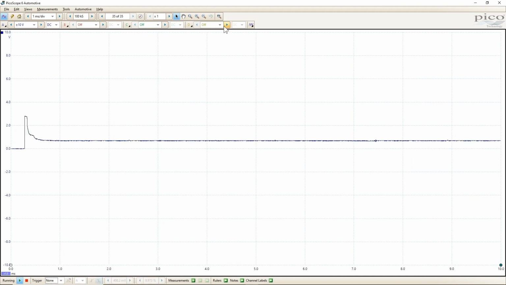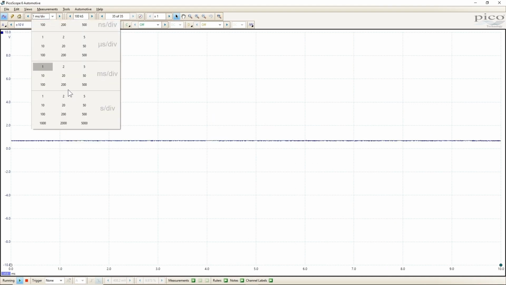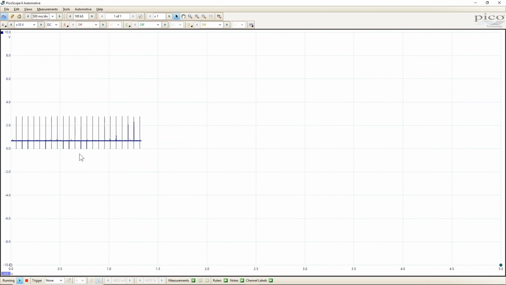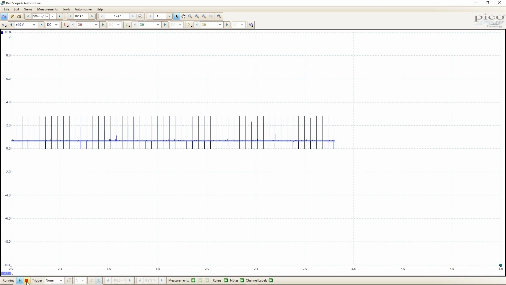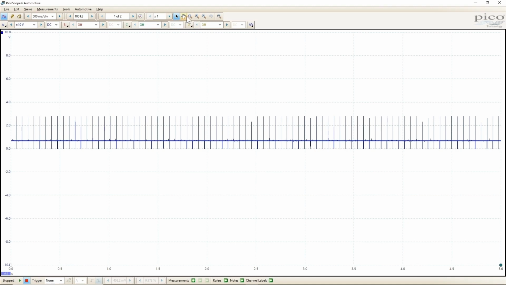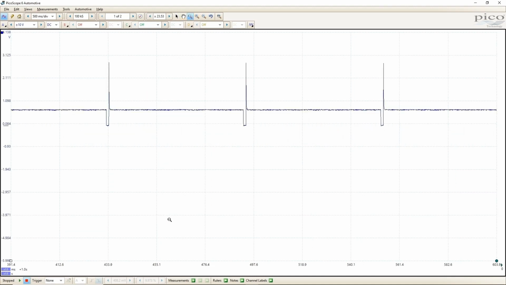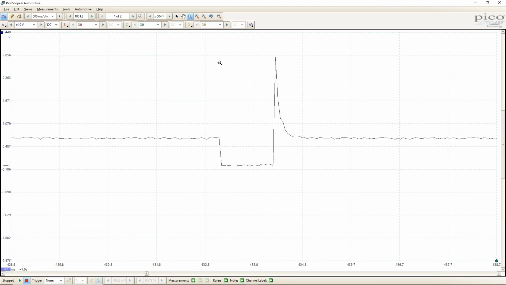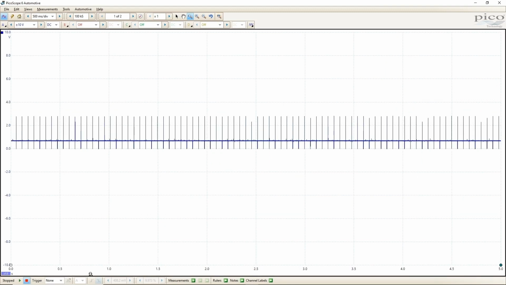Because remember what I said, most of the time Pico users just put a lot of time on the screen, and then pause, and go in and look at whatever they want to see from there. But do practice using this.